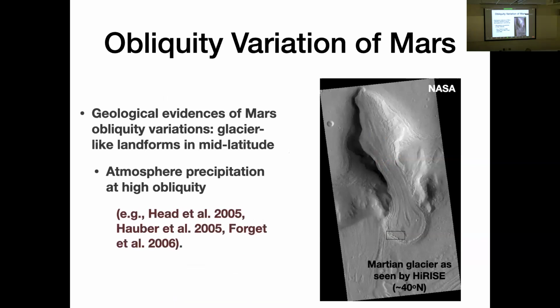And this can have drastic effects on Mars. In particular, when Mars is at high obliquity, the equator will become colder. So this can cause precipitation or snow, where the atmosphere falls down and produces these glacier-like features. And this dynamical analysis of the spin variations also has support from geological evidence. Today we can see that in the mid-latitudes of Mars, there are glacier-like landforms, which is not compatible with the low obliquity of Mars today, where this region would be warm and hot.